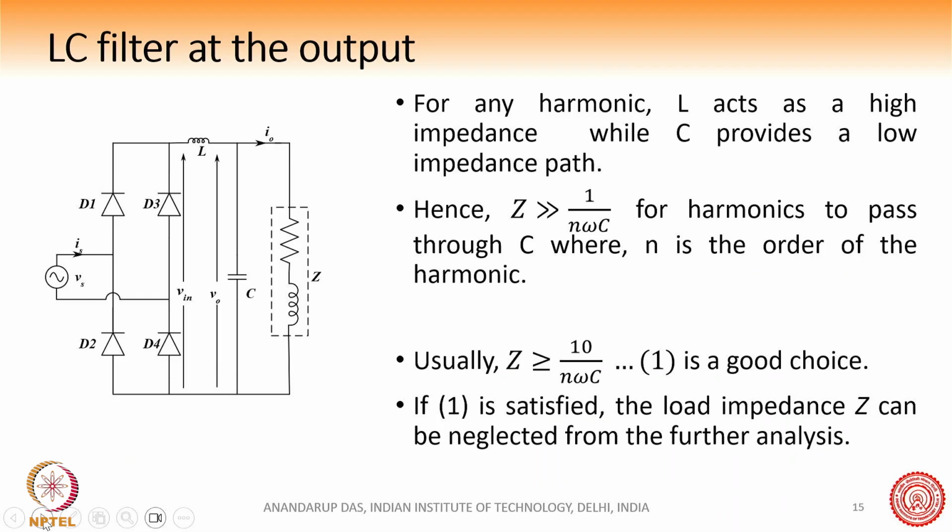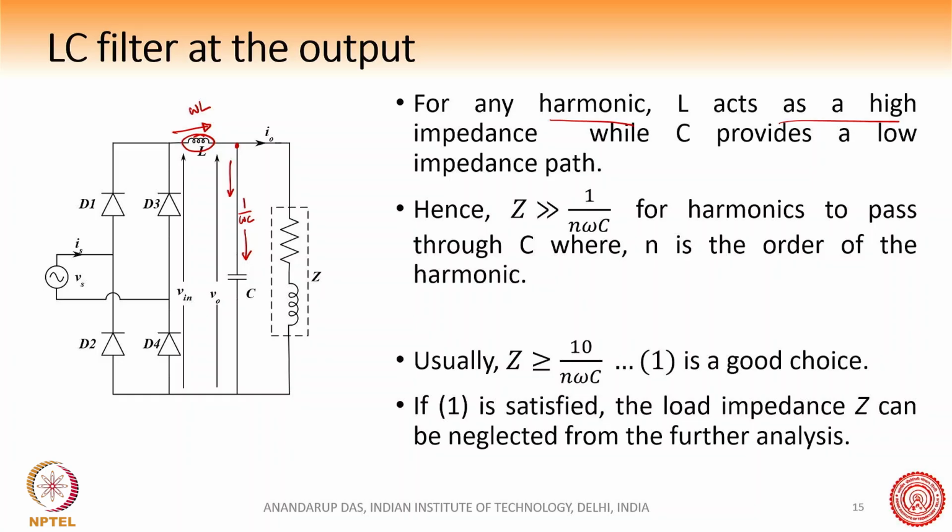So for any harmonic, you can understand here the L acts as a high impedance. Any harmonic current coming here sees omega L, so this L is acting as a high impedance, and this capacitor is 1 by omega C, so it acts as a low impedance path. Any harmonic will first see a high impedance in the L, but some part will come up to this point, and then it sees a low impedance, so the harmonic current will pass through the capacitor. This is the basic idea.